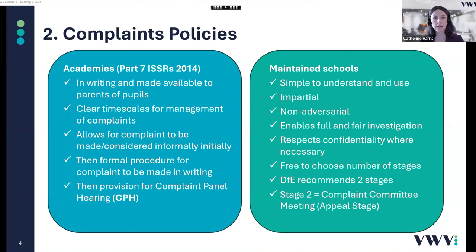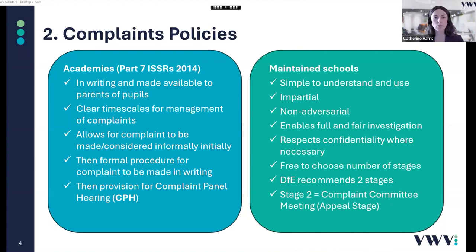So if anything isn't clear in your complaints policies, then you really need to address this as soon as possible to ensure that they're compliant with the relevant requirements. And we say this because we have seen instances where schools don't actually have a complaint policy that's relevant for their setting. And normally that's because the Department for Education does have two separate model complaints policies, so one for an academy and one for a maintained school.